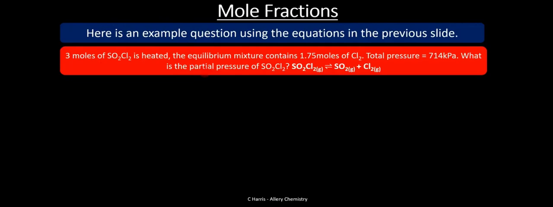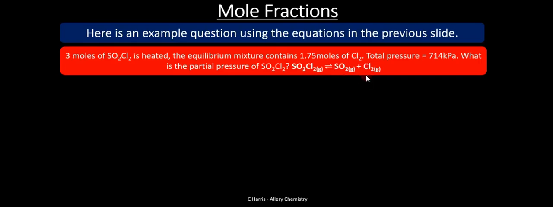Here's an example question using the equations in the previous slide. 3 moles of this compound here, back again, are heated. The equilibrium mixture contains 1.75 moles of chlorine. The total pressure is 714 as before. What is the partial pressure of this? So if you look at this equation, you see that we have how many moles in total?